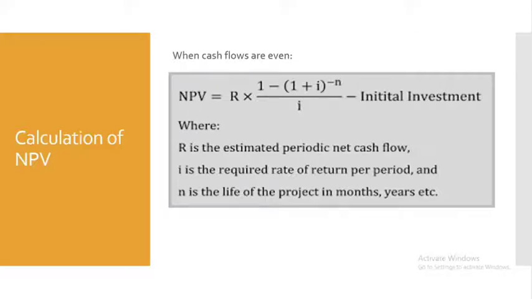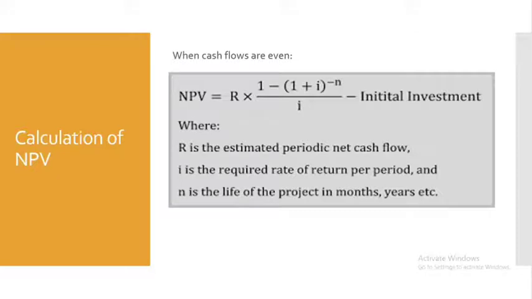Here, NPV is equal to R into (1 minus (1 plus I) to the power minus N) divided by I, minus total investment. Here R represents the net cash inflow expected to be received each period. I is the required rate of return per period. And N is the number of periods during which the project is expected to operate and generate cash inflows. Now since the cash flows are even, this formula will work.